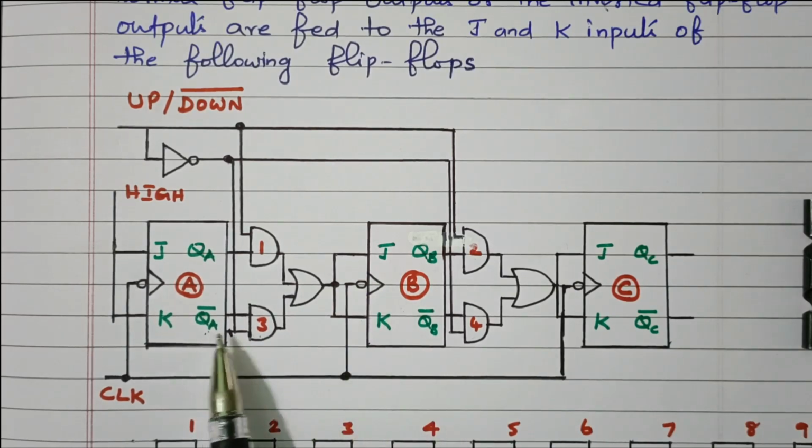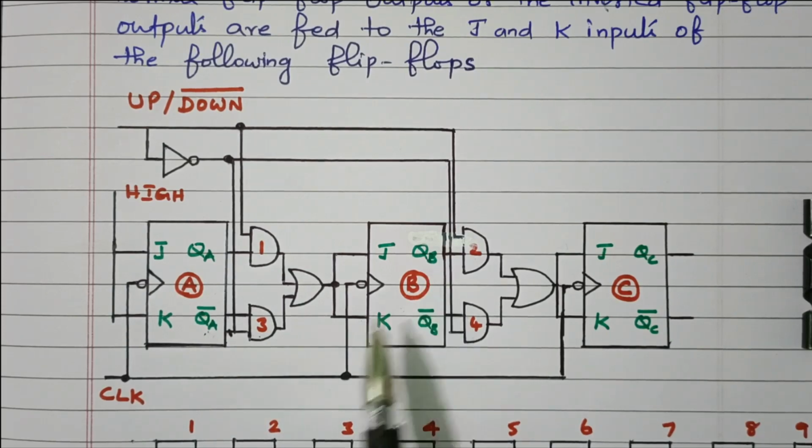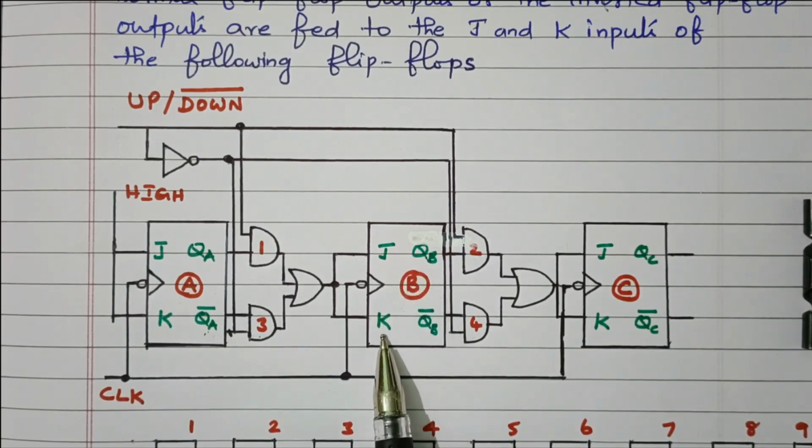If this QA bar is 0, it means no change in the output, no change in the state of the flip-flop. If QA bar is 1, then the output QB will toggle. Right? So this is the connection diagram.